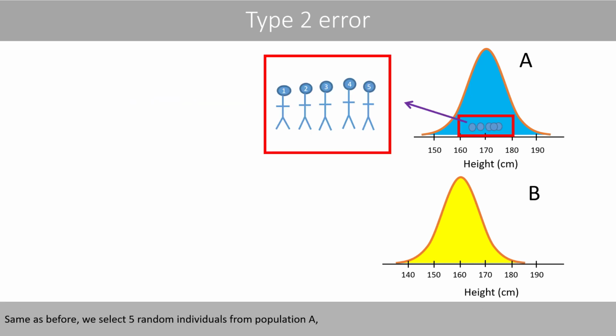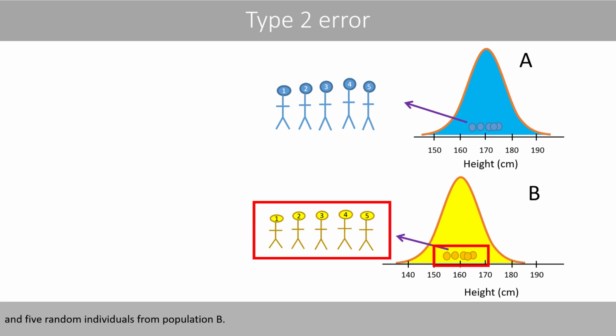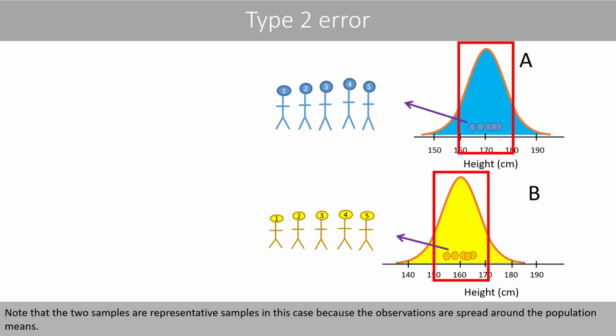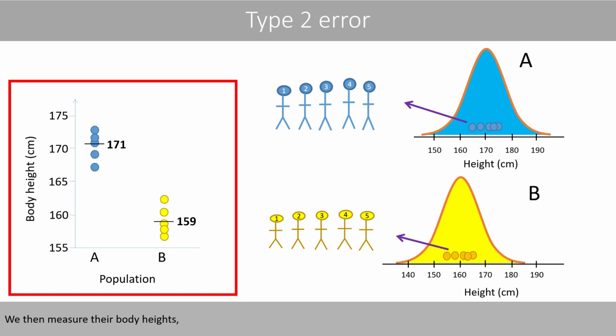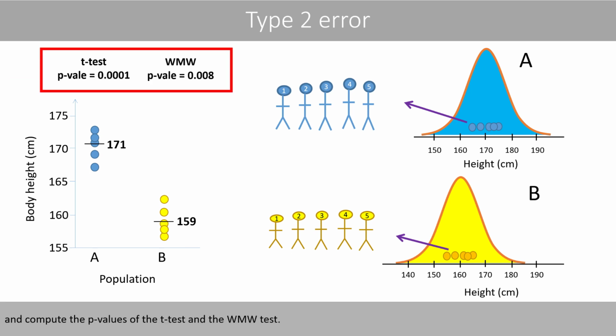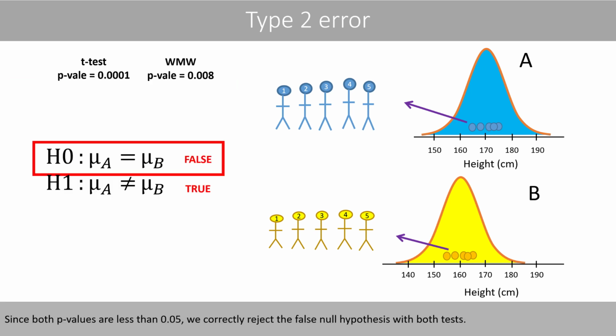Same as before, we select 5 random individuals from population A and 5 random individuals from population B. Note that the 2 samples are representative samples in this case, because the observations are spread around the population means. We then measure their body heights and compute the p-values of the t-test and the Wilcoxon Mann Whitney test. Since both p-values are less than 0.05, we correctly reject the false null hypothesis with both tests.